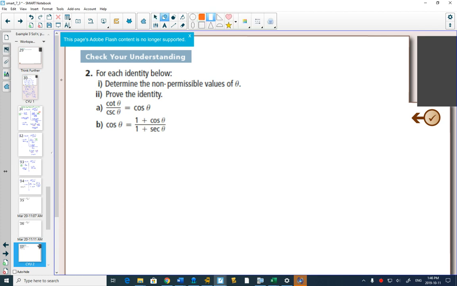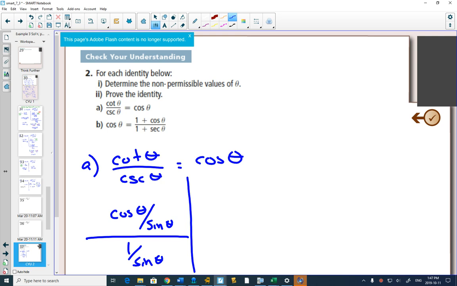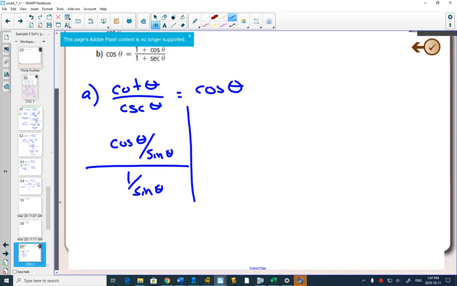You guys have done really well. So in A, for the proof, again, rewrite the question. Draw the line. If you use the strategy of changing from sine to cos, this is cos theta over sine theta. I'm going to draw a thicker line over 1 over sine theta. Fraction divided by a fraction, multiply by the reciprocal.